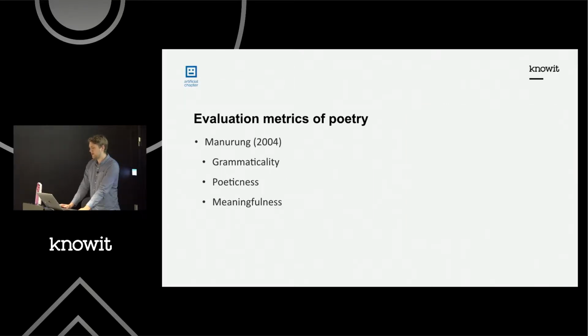The way you can evaluate your poetry is by these 3 metrics made by Manorum in his PhD. It's grammaticality, poeticness, and meaningfulness. Grammaticality is in which way the poem is grammatically correct. The poeticness is how well it rhymes and how well the flow of the poem is, while the meaningfulness describes to what degree the poem conveys a message.